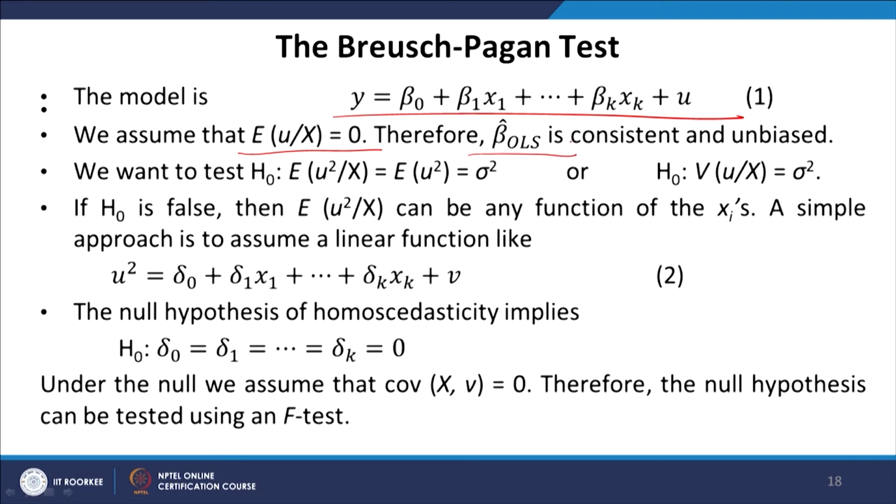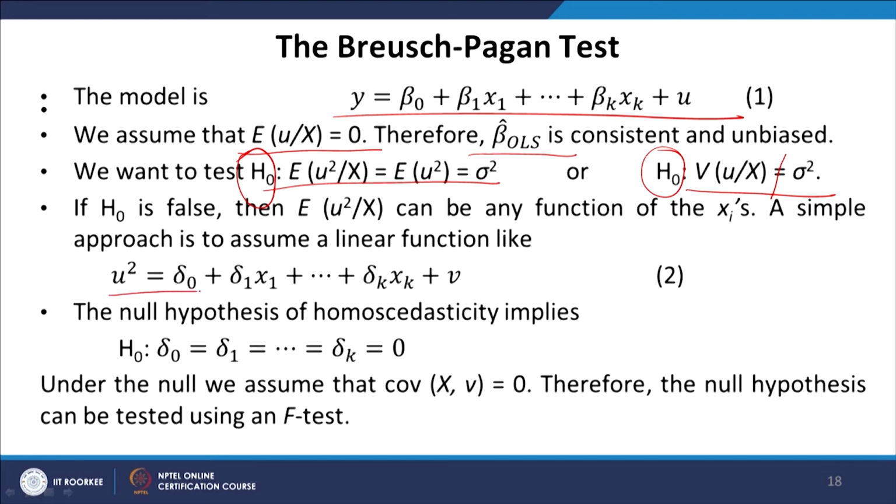Therefore, beta hat OLS is consistent and unbiased, no problem, and we want to test whether the expected value of u square given x, or conditional upon x, equals the expected value of u square, which equals sigma square. This is our null hypothesis, against an alternative hypothesis that the variance of u conditional upon x is actually not equal to sigma square. If H naught is false, then the expected value of u square conditional upon x can be any function of the xi's. A simple approach is to assume a linear function.